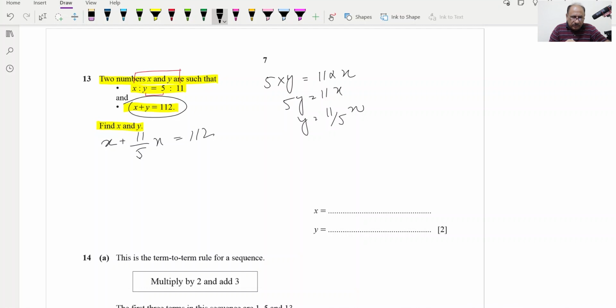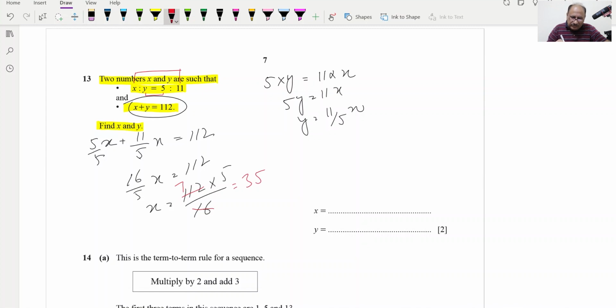we can basically add these two. So we can write it as 5 over 5, so it will be 16 over 5x is equal to 112. So x will be equal to 112 into 5 over 16, and we can cancel 16. Ones are 16 and 16 sevens are 112, and this will be equal to 35.